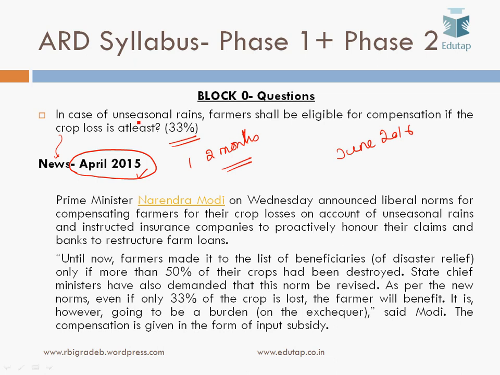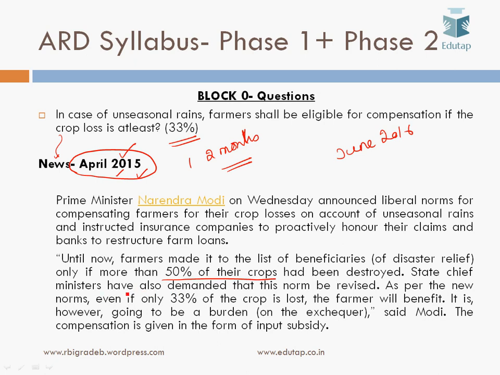Now this question is based on a news item of April 2015. Right, what is the news item? That PM Modi on Wednesday announced liberal norms for compensating farmers for their crop losses on account of unseasonal rains and instructed the insurance companies to proactively honor their claims and the banks to restructure the farm loans. The provision was that until now the farmers made it to the list of beneficiaries of disaster relief only if more than 50% of their crops had been destroyed.